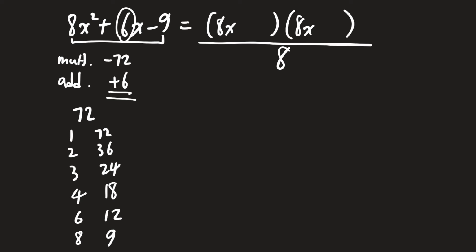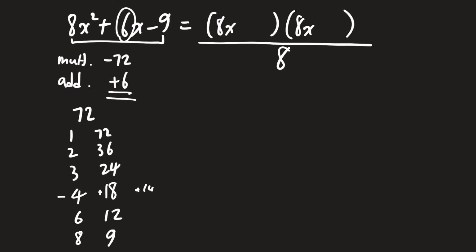1 and 72, no, they're too far apart. 2 and 36, again, too far apart. 3 and 24, too far apart. 4 and 18, if I make negative 18, I get negative 14. If I make negative 4 and positive 18, I get plus 14, still not what I'm looking for.